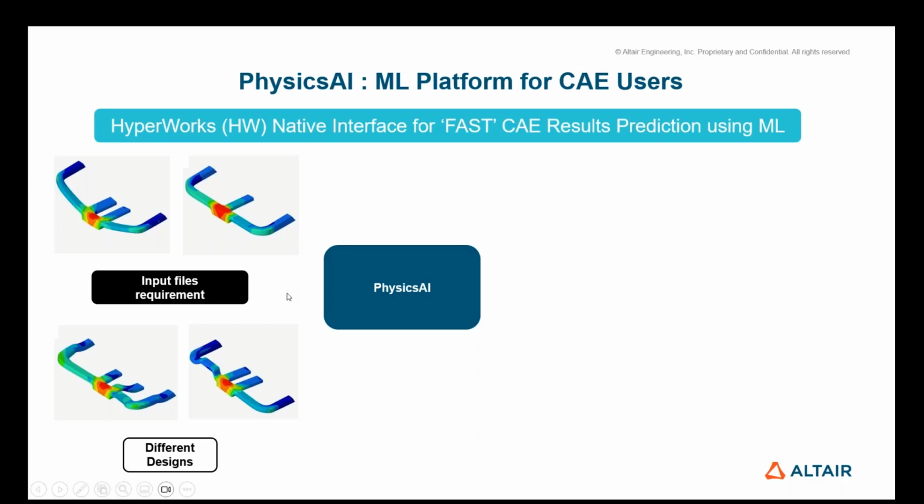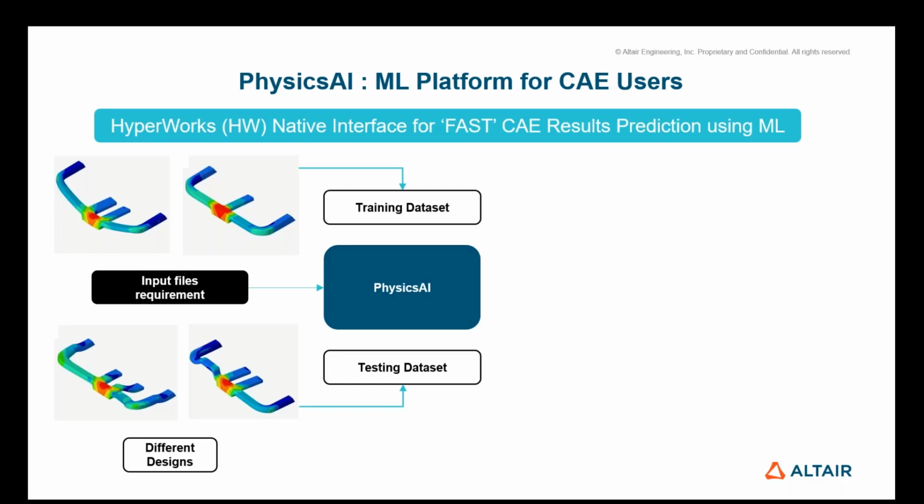So once you have your input files, you will have options to give this input to physics AI in terms of a training data set or testing data set. By default, you can select that, okay, I want to take maybe, just giving an example in today's demo, 7 files into training, and I would manually add 2 files into the testing data set.